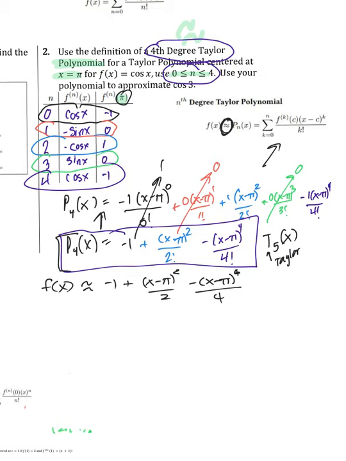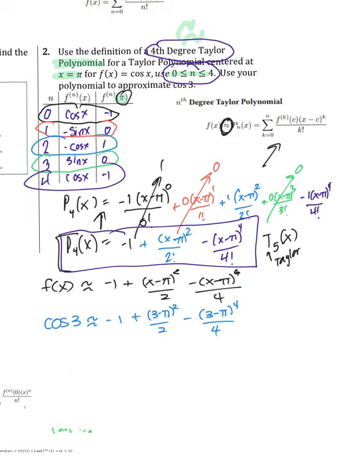The second part of this question says, use your polynomial to approximate cosine of 3. So here's what we can say, and this is what I think is really cool. Cosine of 3 is approximately -1 plus (3 minus pi) squared over 2 minus (3 minus pi) to the 4th over 4.